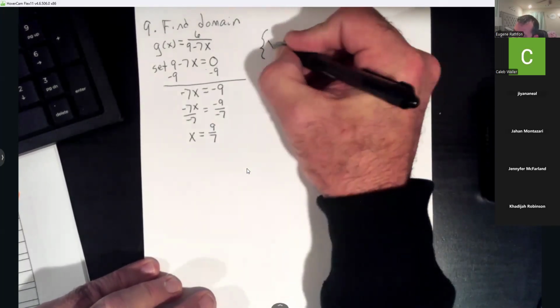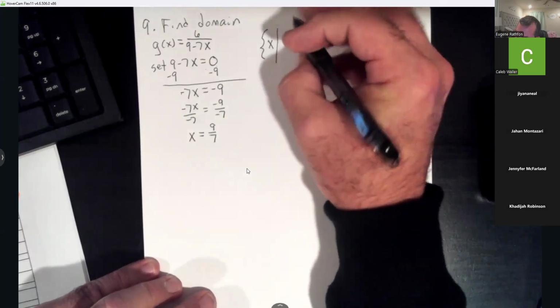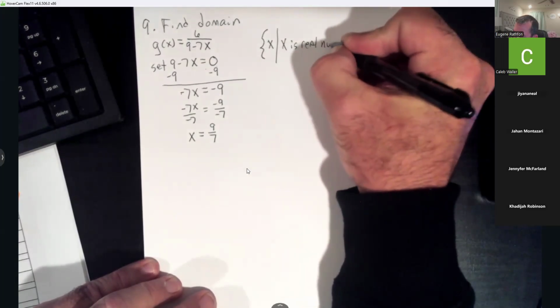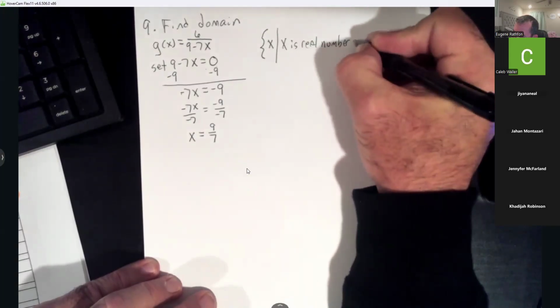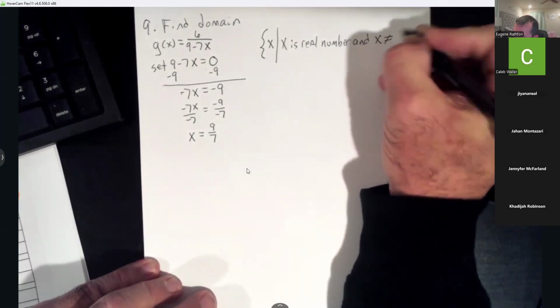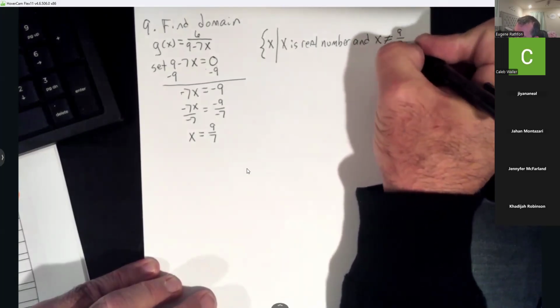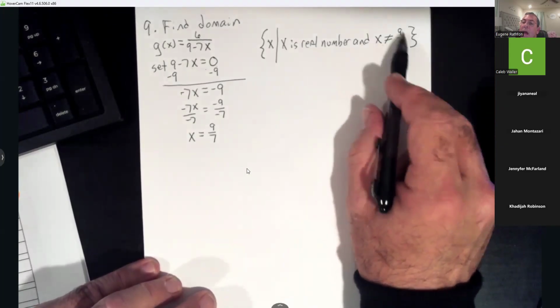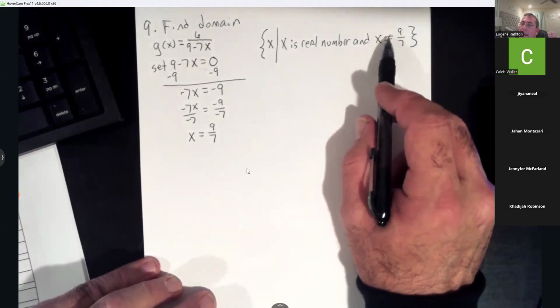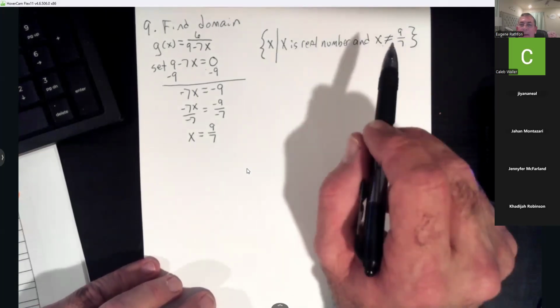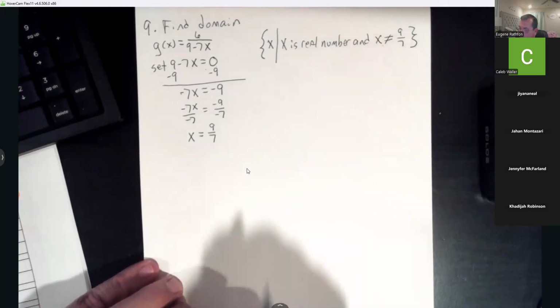So our domain will be x such that x is a real number and x cannot equal 9 over 7. Now you got to pick the one with the not equals. They might do a greater than or a less than there, but you got to pick the one with the not equals, okay?